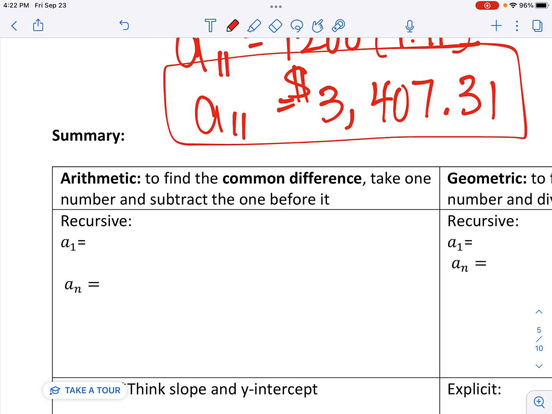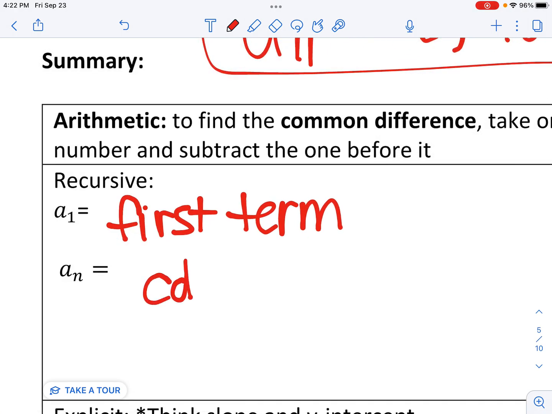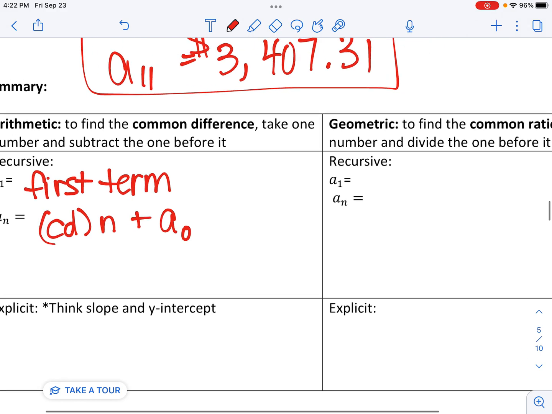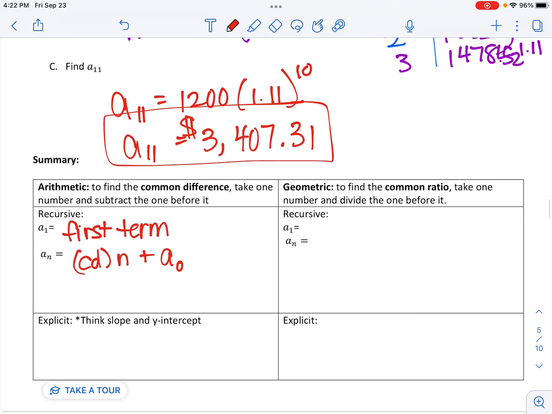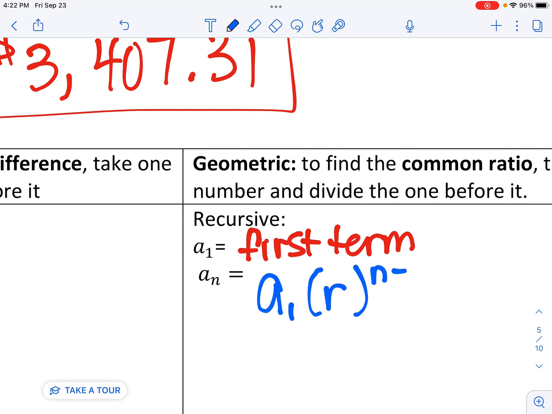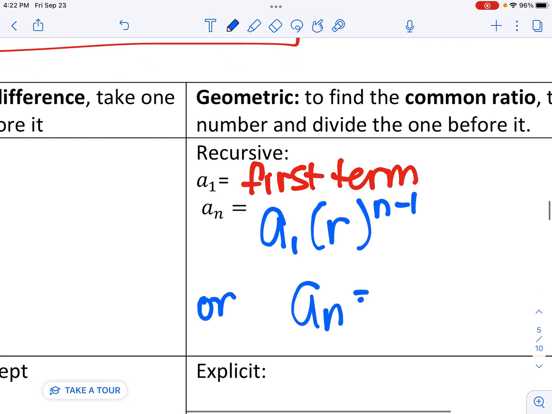All right, so here's the summary. To find the common difference, take one number and subtract the one before it. The recursive rule, a sub 1 is your first term. And then the explicit rule, you're going to put your common difference times n plus your 0 terms. You have to remember to go backwards. Think slope and y-intercept. And then for the common geometric, to find the common ratio, take one number and divide the one before it. Again, you need the first term here. And then there's 2 ways to do the geometric equation. You can do the first term times the ratio to the n minus 1 power, or to find any number, you can take the 0 term times the ratio to the n power.